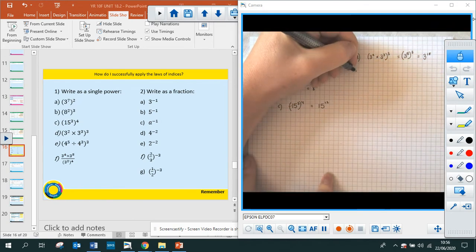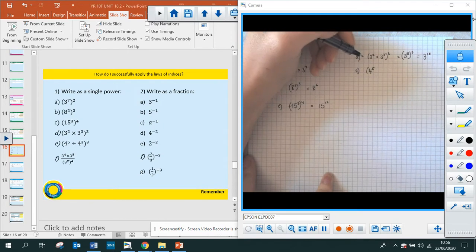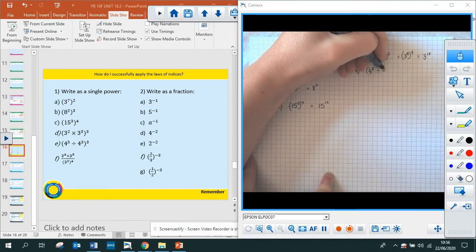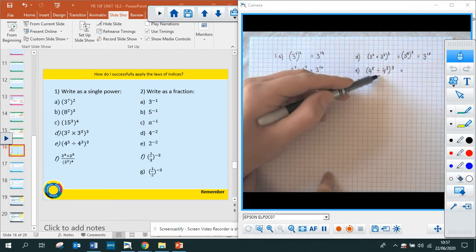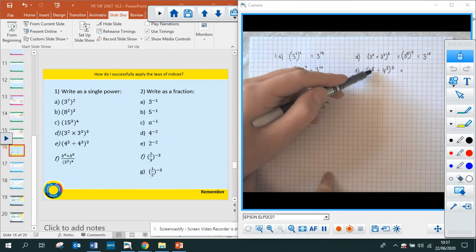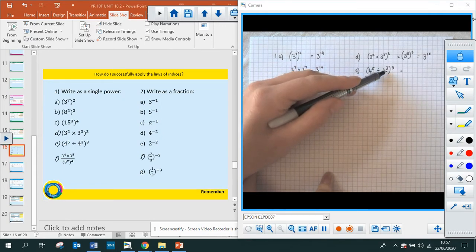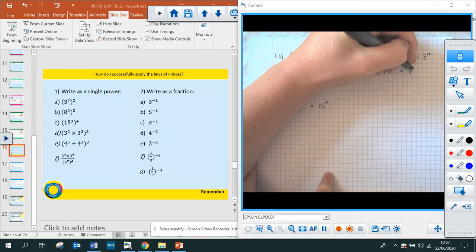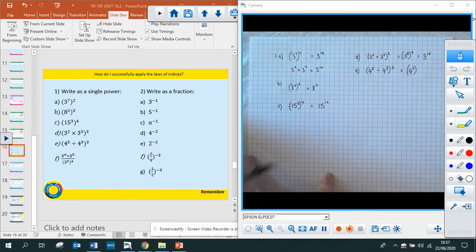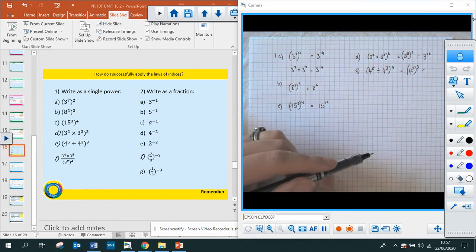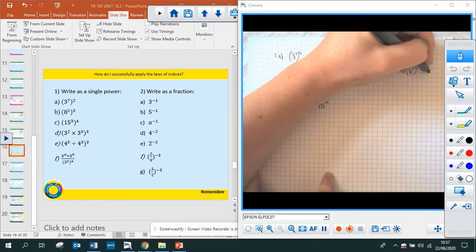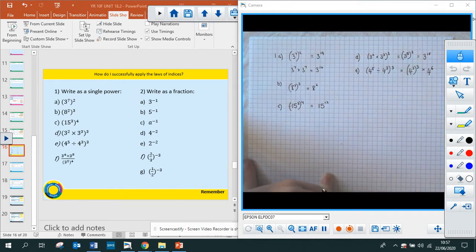Okay, part E, bracket 4 to the power of 5 divided by 4 to the power of 3, all cubed. Do our brackets first. When we divide indices with the same base, we know that we subtract. So 5 subtract 3 is 2, so that leaves us with 4 squared, all to the power of 3. Now we've done that, we multiply our indices. So 2 times 3 is 6, so my answer is 4 to the power of 6.